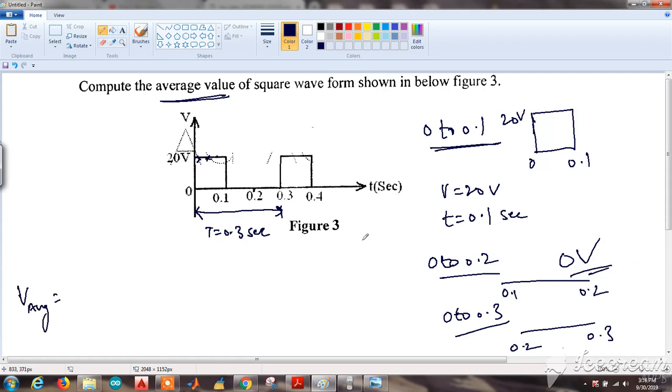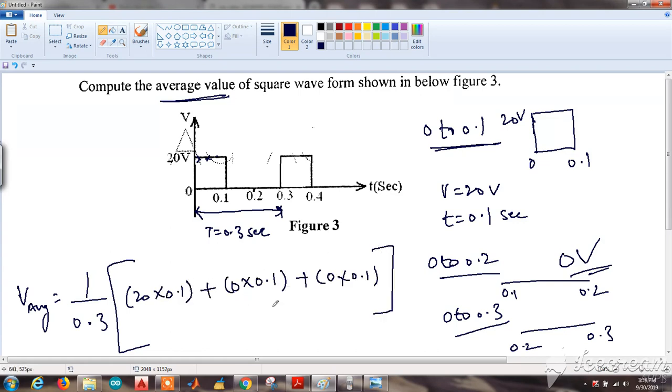So what is the average value? 1 by T, that is 1 by 0.3. Integral means addition of all this: V into T, plus 0 into 0.1, plus 0 into 0.1. This is V and this is T. V into T till it completes the full time period of 0.3 seconds. Sorry, this is 0.1 to 0.2 and this is 0.2 to 0.3. They have a time period of 0.1 second each.